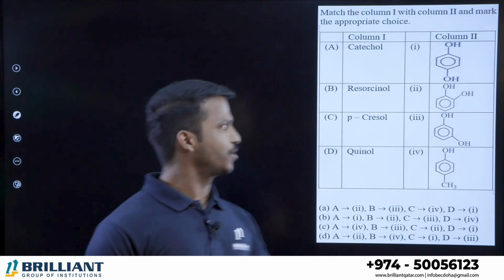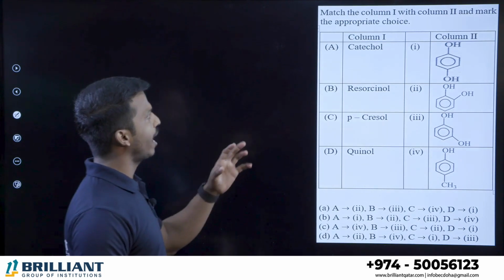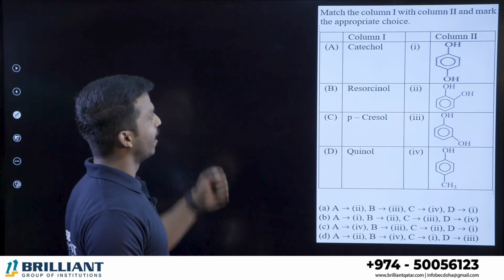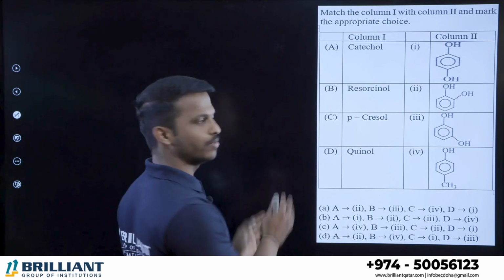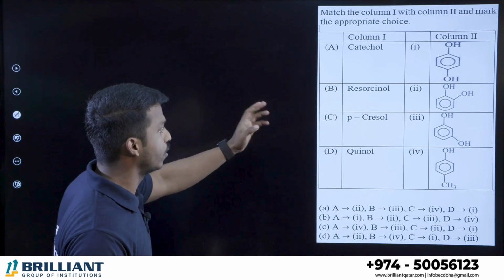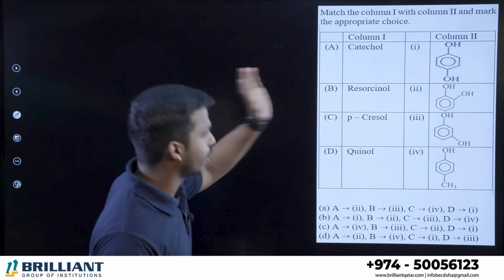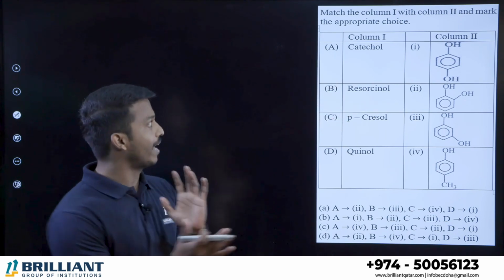Here we have the first question. Match column 1 with column 2 and mark the appropriate choice. What is given in column number 1? In column number 1, the common names are given, right? Catechol, resveratrol, paracresol and quinol. And the corresponding structures are also given here, right? So let us find out which is the matching one.